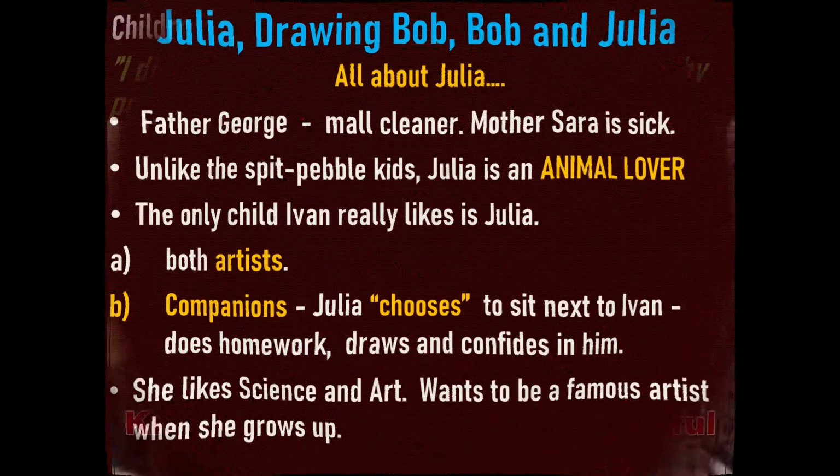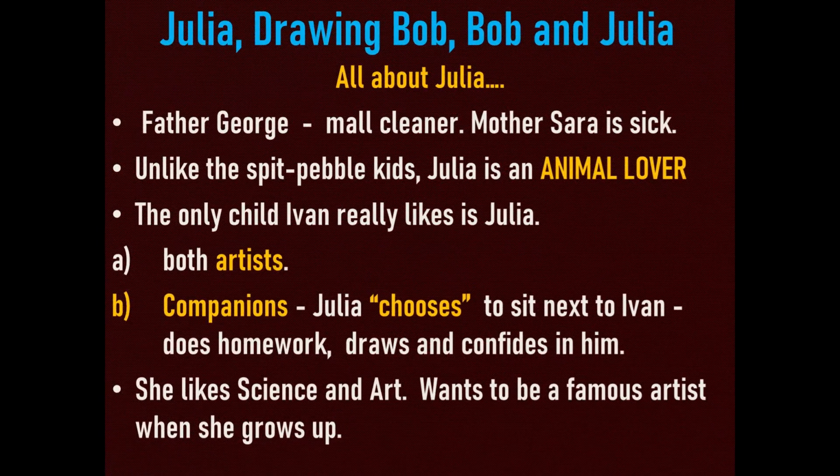The next three chapters tell us a lot about Julia and her relationship with Ivan and Bob. Her father, George, is the mall cleaner, and her mother, Sarah, used to help clean the mall but is now sick. Unlike the spit pebble kids, Julia is an animal lover and she's very kind to both Ivan and Bob. The only child Ivan really likes is Julia.